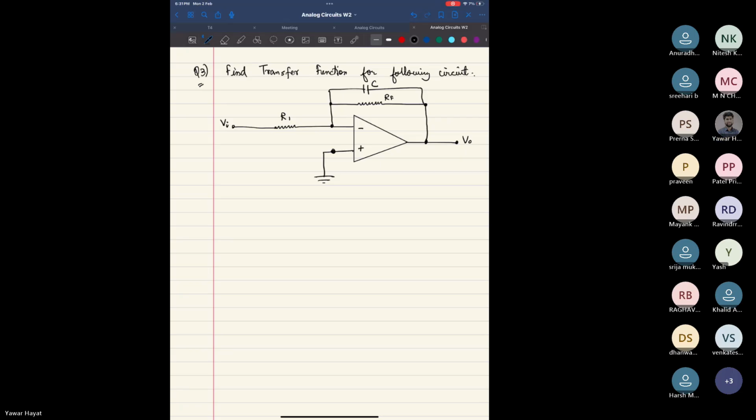I guess I'll start repeating myself. Now, the impedance ZF of S would be RF times 1 over SC, whole divided by RF plus 1 by SC. And that would effectively be RF whole divided by 1 plus S times RF C, correct?